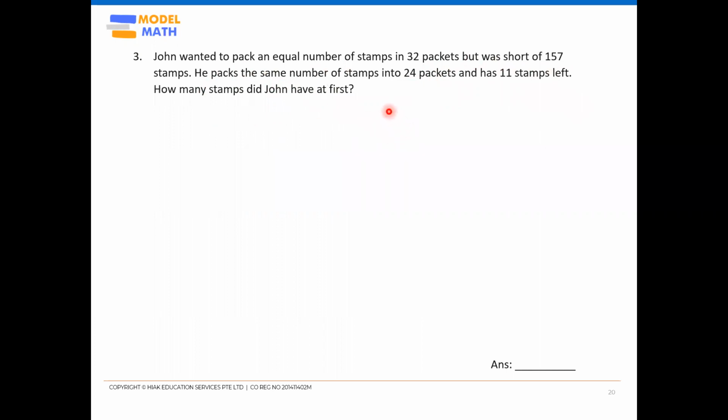Okay, so I hope you can recognize this concept is on shortage and surplus, or excess and shortage, some of you call it that. There are two scenarios here. In the first scenario, if we read, we realize that there's a shortage. But in the second scenario, packing into 24 packets resulted in leftover stamps. So this is what we call a surplus or an excess.